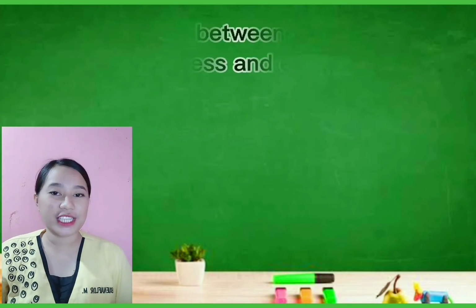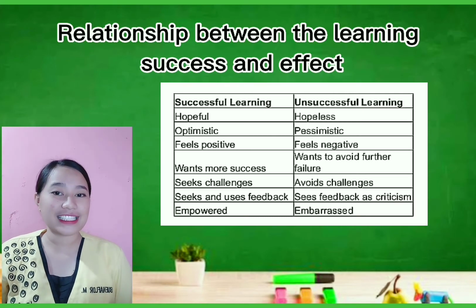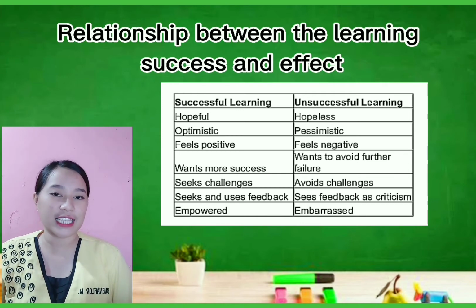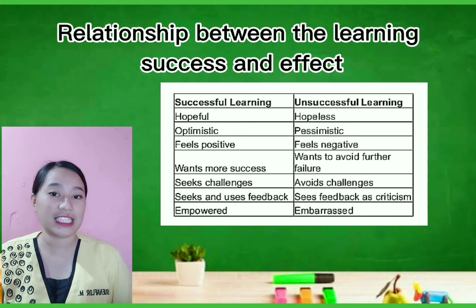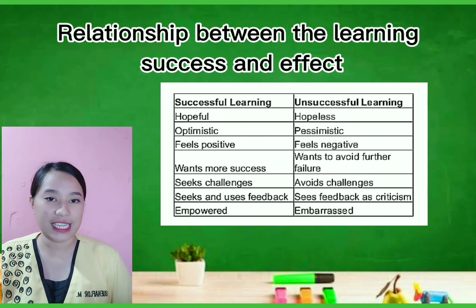And now, let's proceed to the relationship between learning success and affect. As you can see in the table, it has two columns which discuss successful learning and unsuccessful learning. So unsuccessful learning is the opposite result of successful learning. As you can see, in successful learning, there is the word hopeful, and its opposite is hopeless. So that hopeless refers to unsuccessful learning. The second one, we have optimistic, and for unsuccessful learning, it is pessimistic.